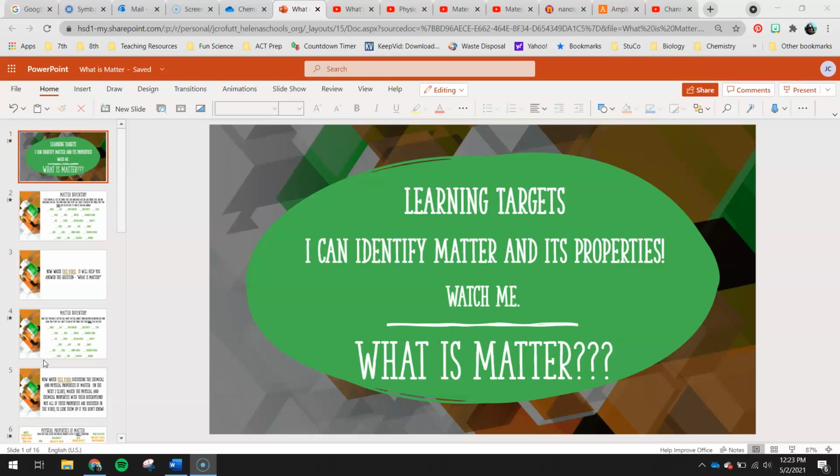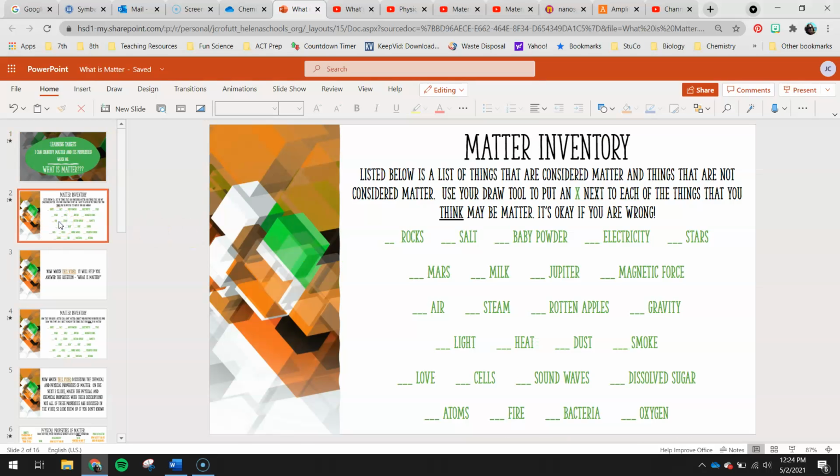at chemical reactions, we'll see changes in those chemical and physical properties as we change from one substance to another in a reaction. So again, this is kind of our jumping-off point for this unit. Your learning target for today: I can identify matter and its properties. All right, so to start you off, I want to test your knowledge and see what you think you know about matter.